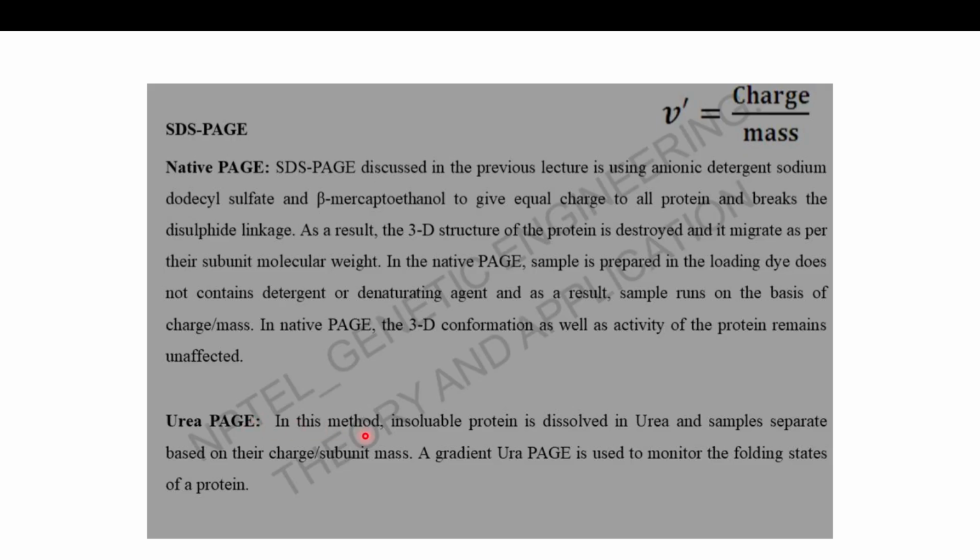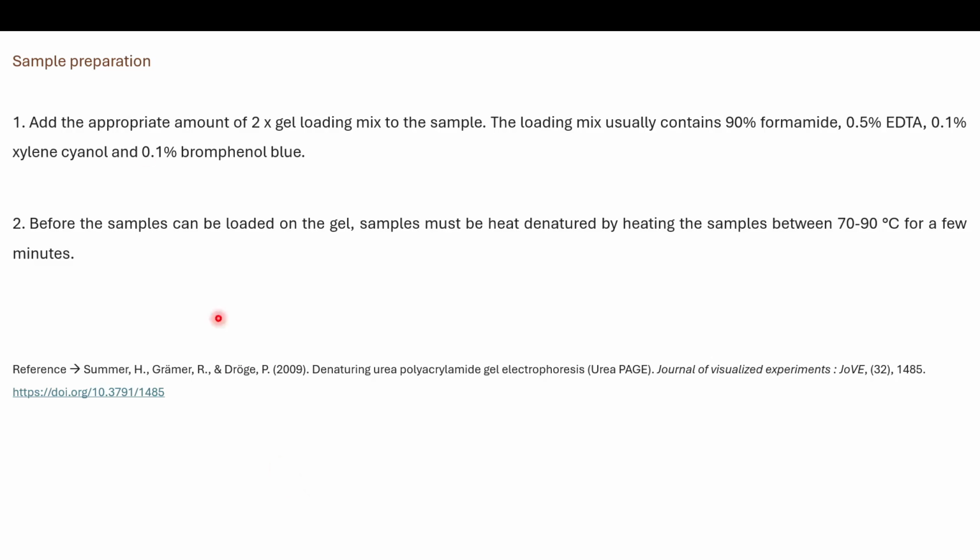There is something called urea page as well. Any insoluble protein is dissolved in urea, and the samples separate based on their charge by subunit mass. And gradient urea page, we looked at gradient urea page in case of SEC as well, as we were increasing the concentration of urea, which is a denaturing agent. The native state of the protein was unfolding slowly. So gradient urea page is used to monitor the folding states of a protein.